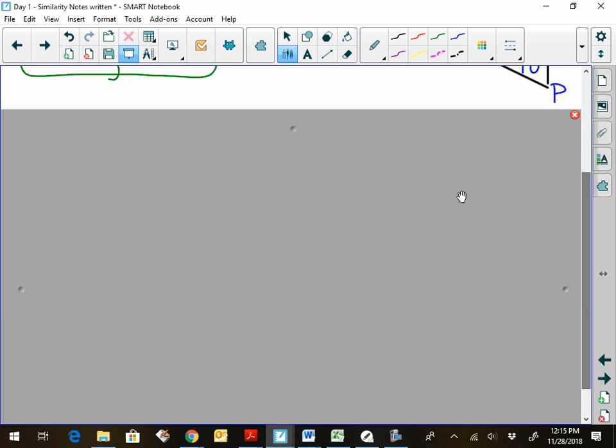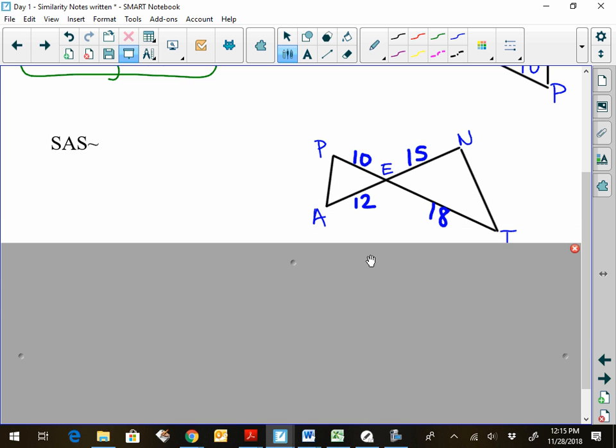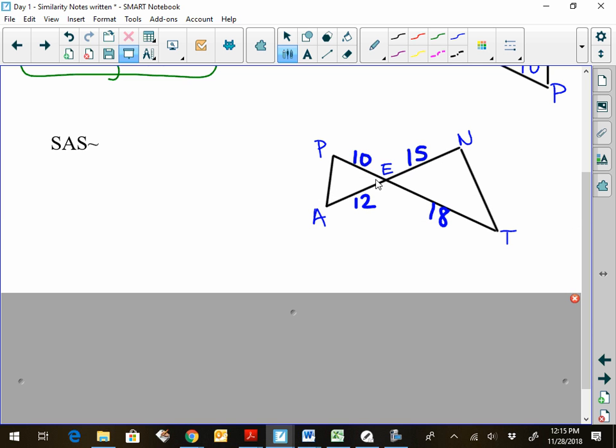Alright, so another way we prove that they're similar is by side angle side. So right here, notice how we have 2 sides of this triangle, and we have 2 sides of this triangle. So we're trying to figure out if the included angle is also congruent, which we know that it is because they're vertical angles. So those 2 are congruent by vertical angles, and now we have to compare our side lengths.